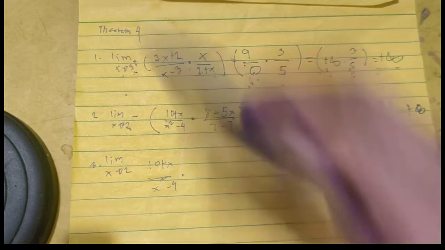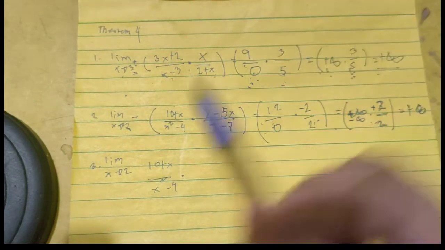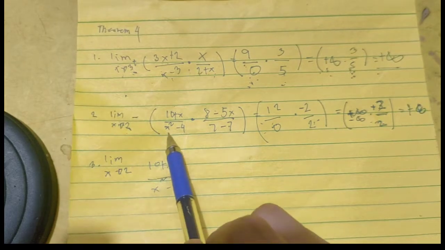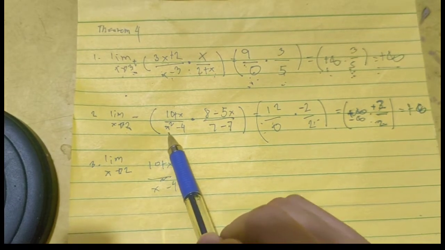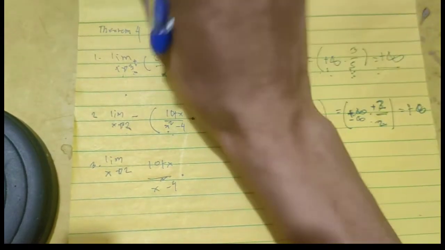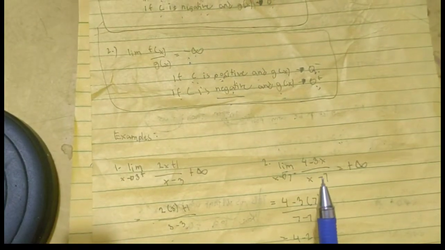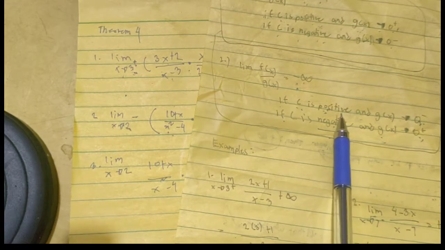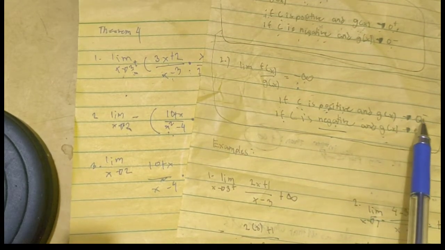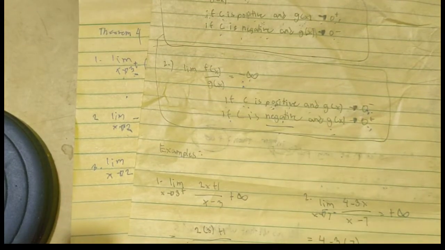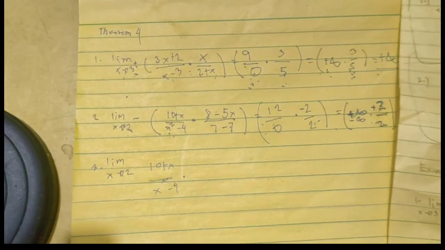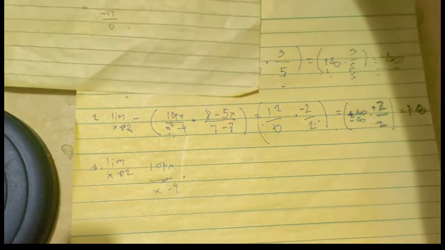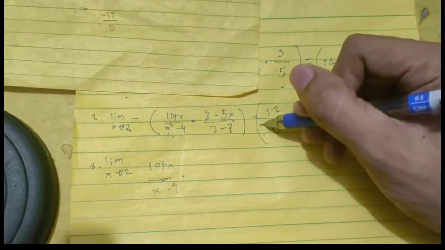I'm sorry, this is positive. Now this is negative because according to theorem number 2, if our constant is positive and our g of x is approaching from the left, then we should get negative infinity. So our answer is negative 12 over 0.